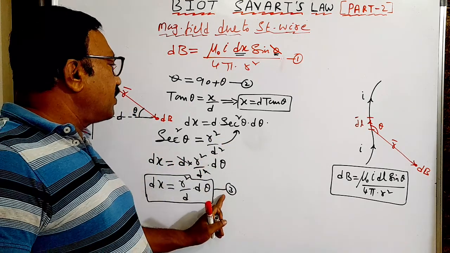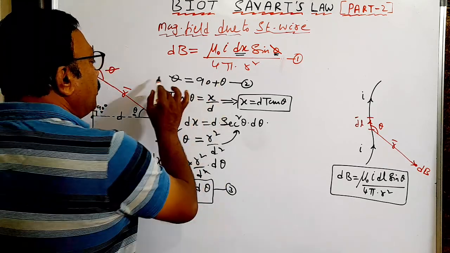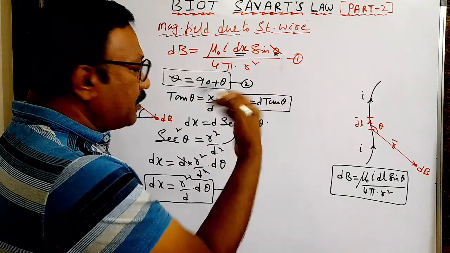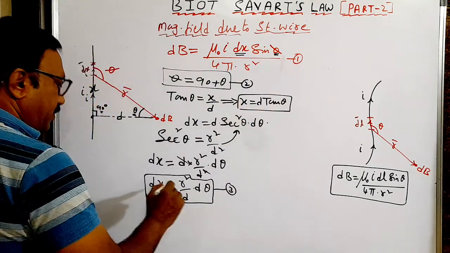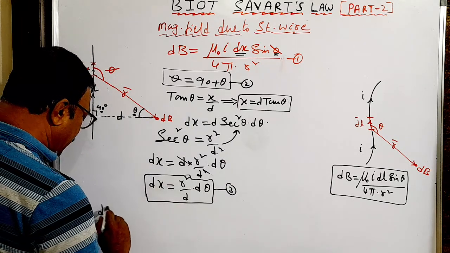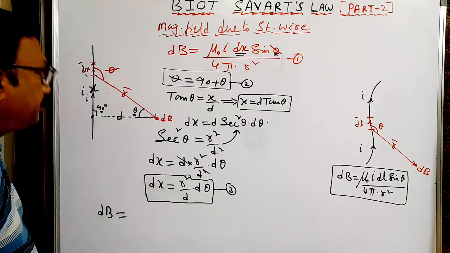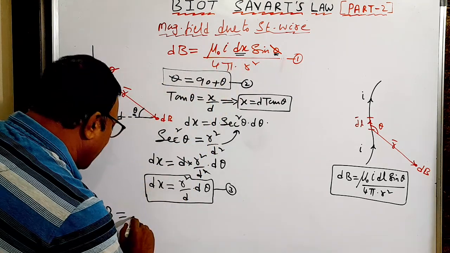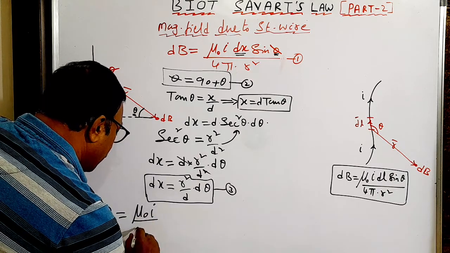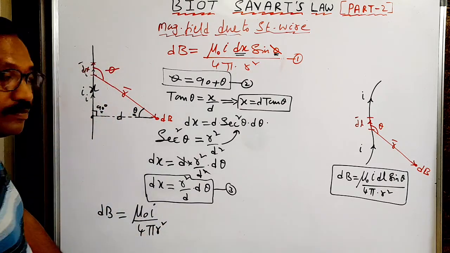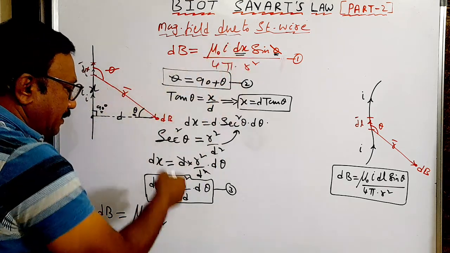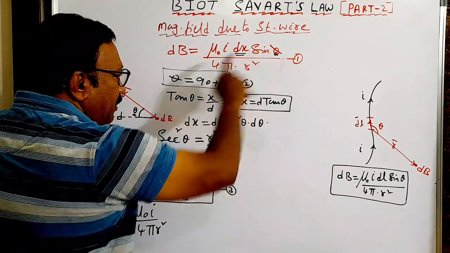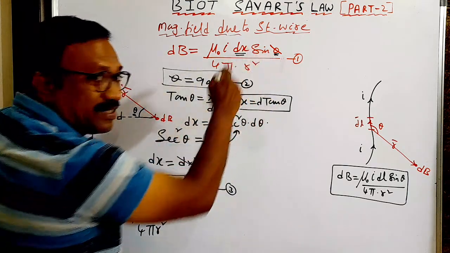Now I will substitute equation 3 and equation 2 in equation 1. Let us see what happens to this equation 1 now on substitution. So I will be getting dB is equal to, so mu naught I by 4 pi r square I will write as it is. Dx is this. Let me write sin phi also first. Sin phi 90 plus theta, you put it here. Sin 90 plus theta is cos theta.